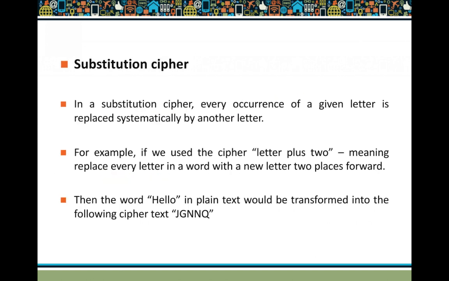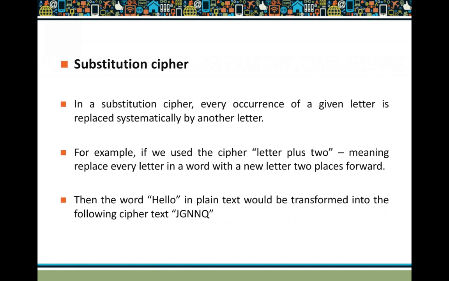Now we have the substitution cipher. As the name indicates, a substitution cipher is created by transforming or substituting letters, where every occurrence of a letter is systematically replaced by another letter. So every letter in the plain text gets systematically replaced by another letter.